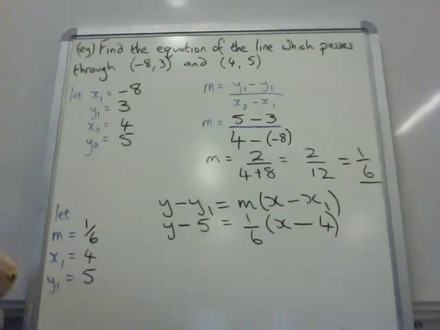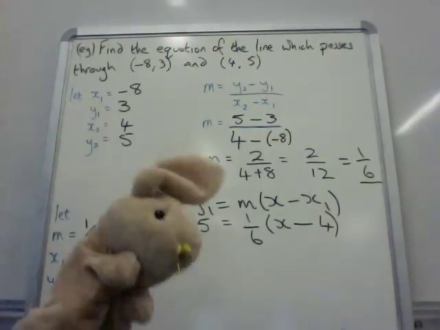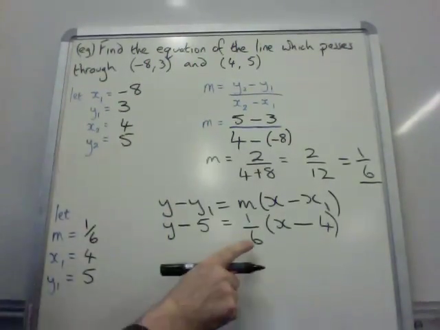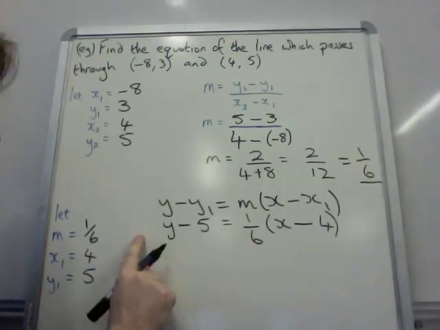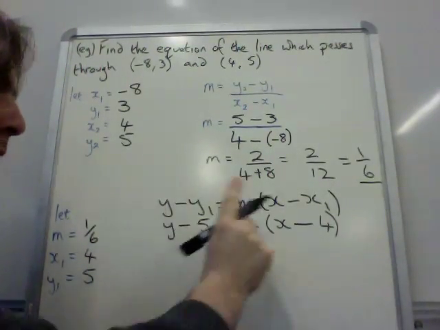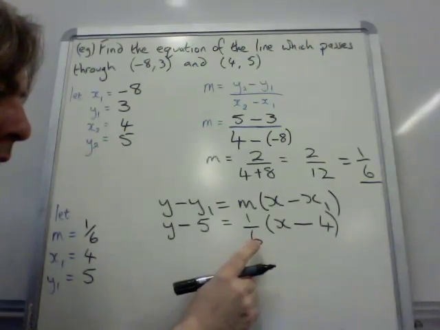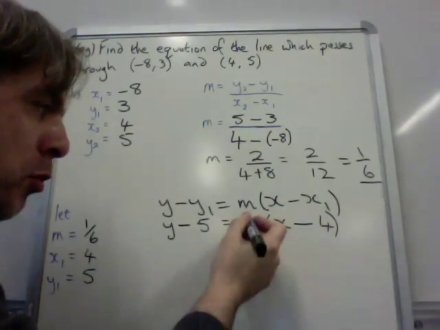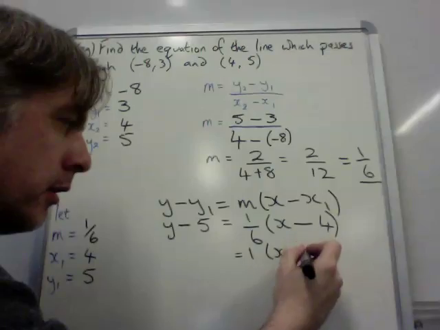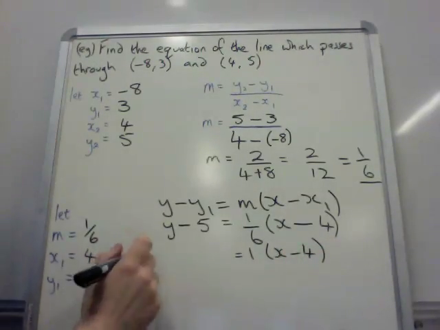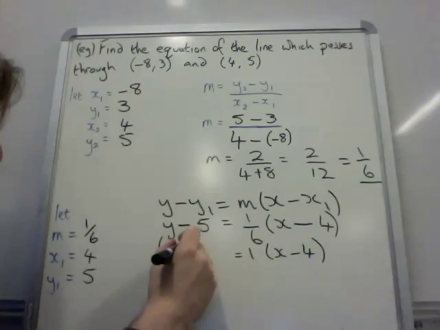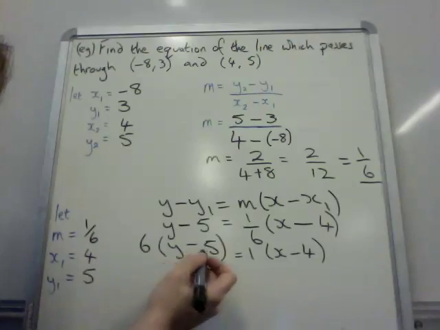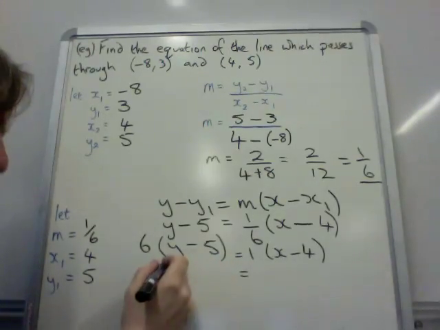Now it's just a question of doing your algebra. Easy peasy lemon squeezy. To get rid of the 6, we times both sides by 6. By timesing by 6 here, the 6 will divide into 6 and become 1 and disappear. And I'm just left with this 1 and the parentheses. If I times this side by 6, I have to remember to put this in parentheses because the 6 will multiply both terms. So let's times this out together.